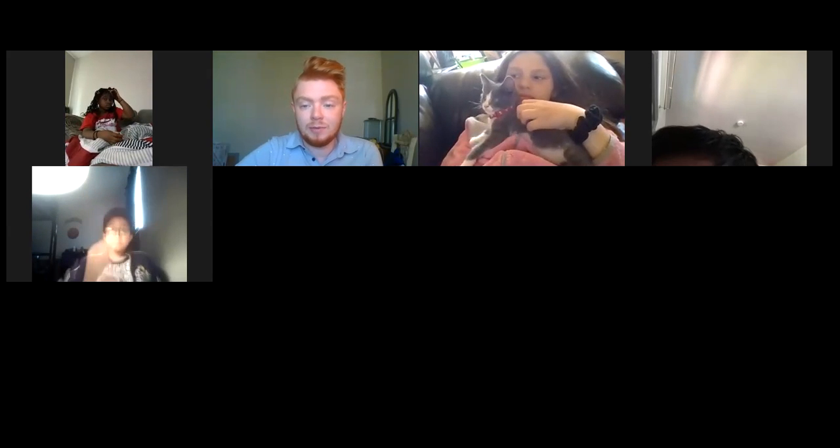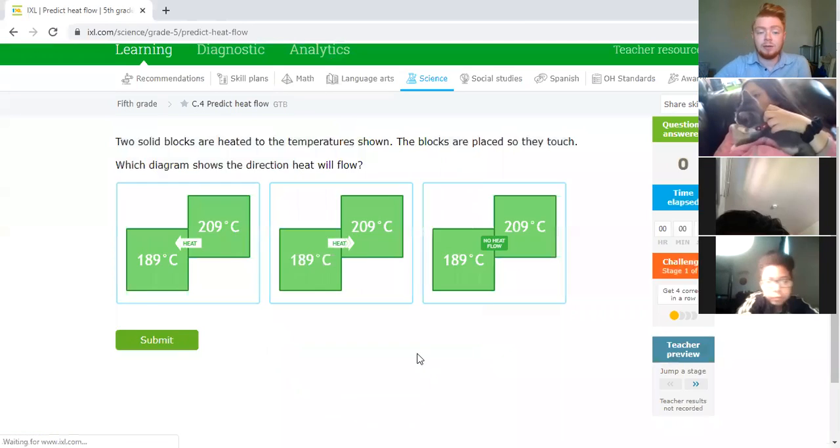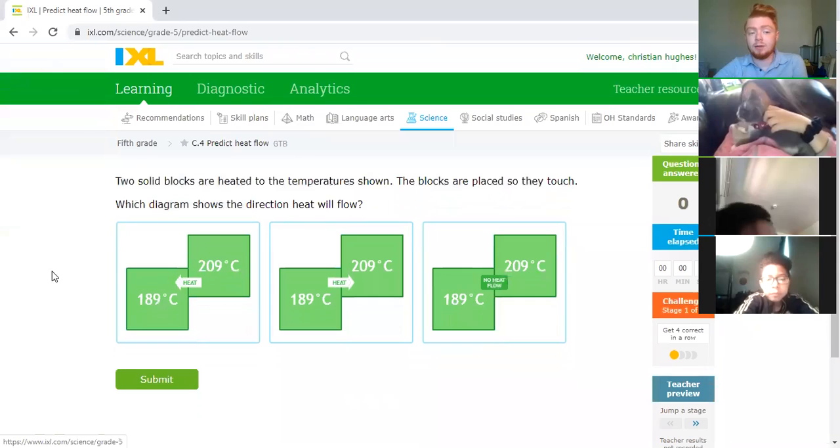I'm going to go ahead and share my screen so we can get started. All right, guys. Today we are talking about heat flow. We're going to read this little thing right up here. Two solid blocks are heated to the temperature shown. The blocks are placed so they touch. Which diagram shows the direction the heat will flow?